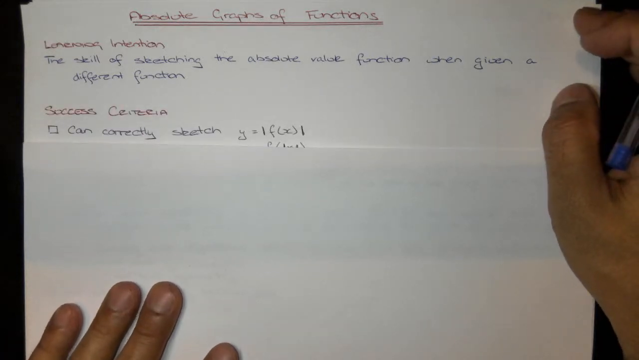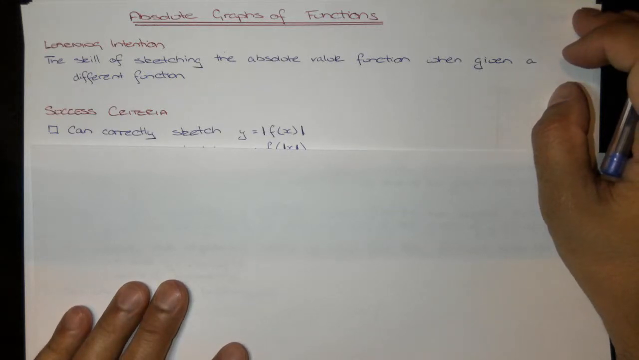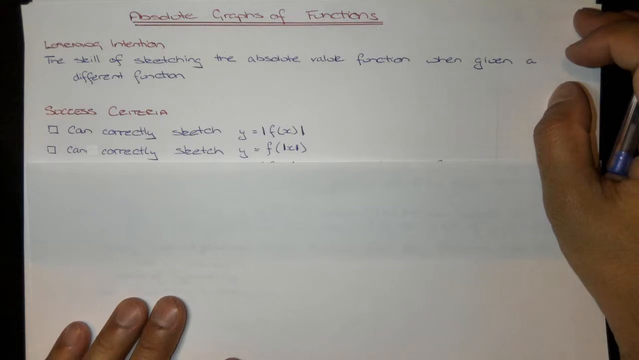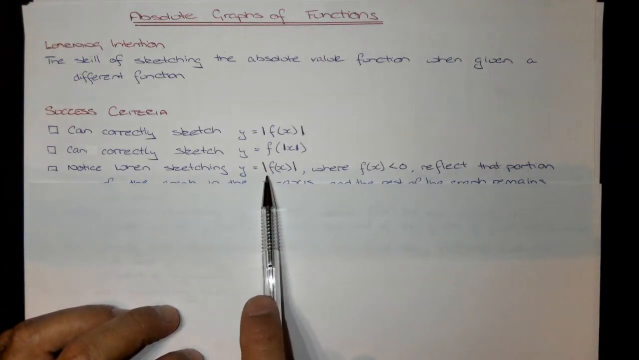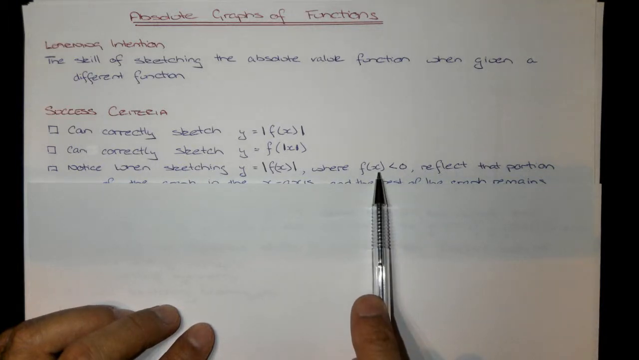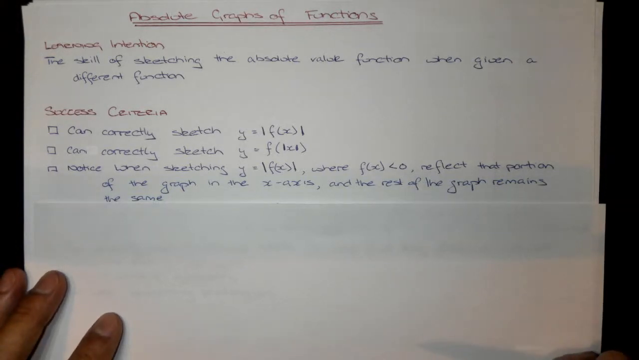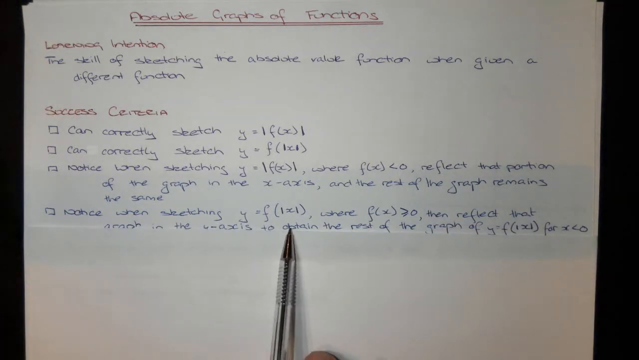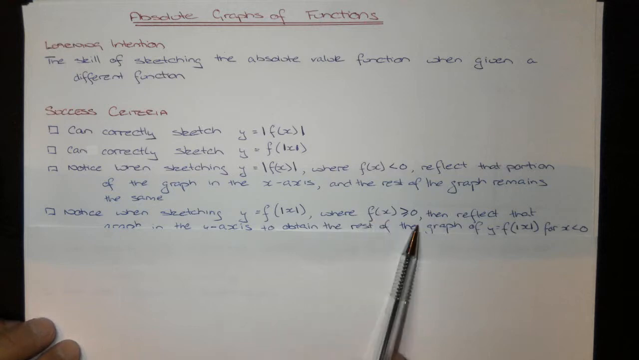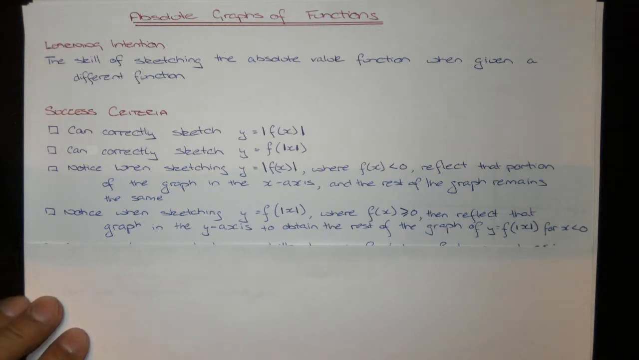Okay, here are some of the success criteria. We should be able to correctly sketch y equals the absolute of f of x, and correctly sketch y equals f of the absolute of x. When sketching y equals the absolute of f of x, when f of x is less than 0, we reflect that portion of the graph in the x-axis, and the rest of the graph stays the same. When sketching f of absolute x, when x is greater than 0, we reflect that part around the y-axis to obtain the rest of the graph.